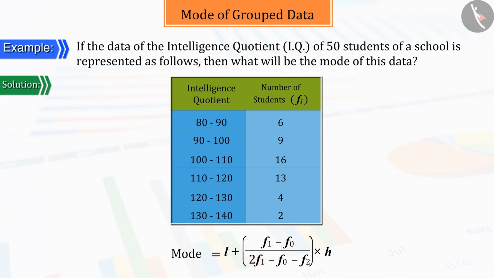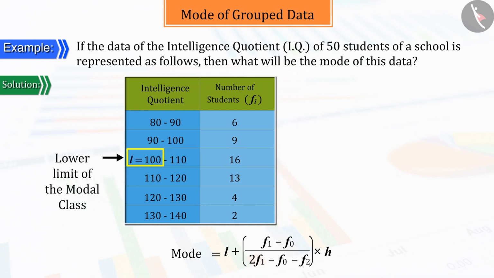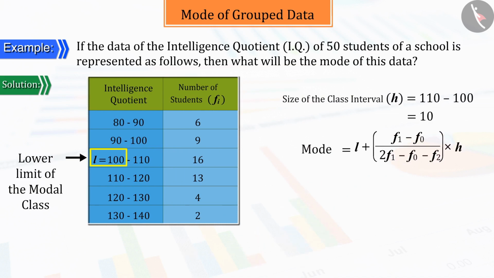Therefore, the maximum number of students here is 16. So the class interval is 100 to 110. From the above table, we can tell that the lower limit of the modal class is 100. The size of class interval is 10. The frequency of the modal class is 16. The frequency of the class just before the modal class is 9. And the frequency of the class that follows immediately is 13.